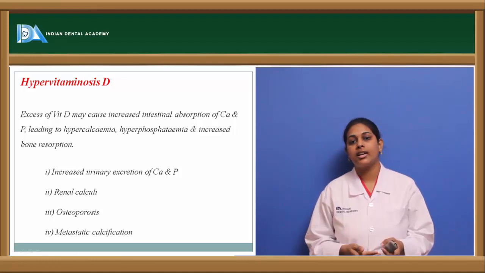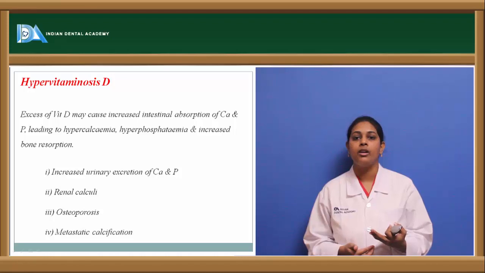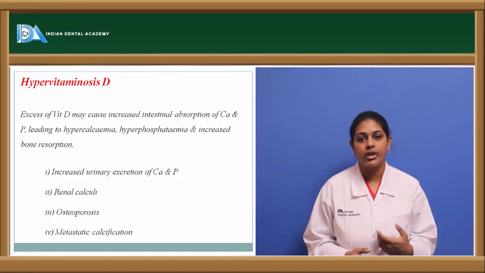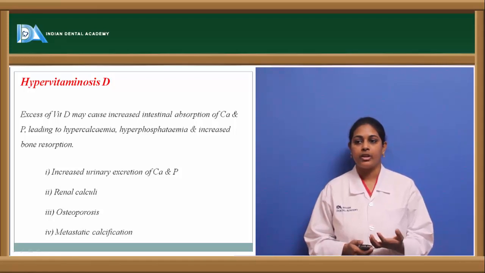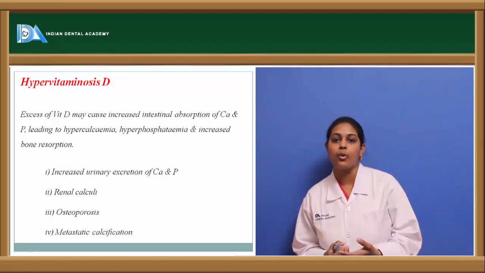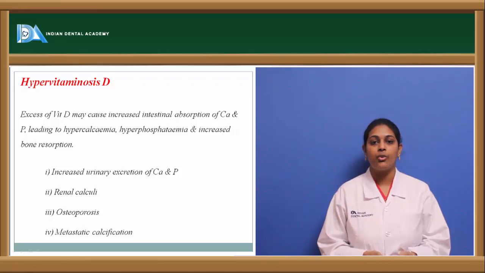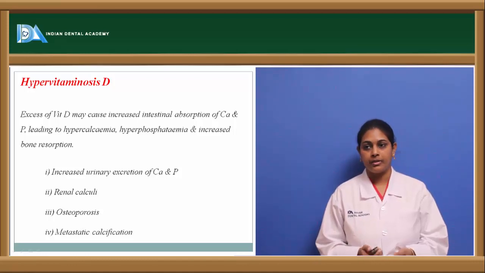It is called metastatic calcification because the kidney is normal and the other functions are being normally maintained in the kidney. Coming to osteoporosis, it is also one of the features, that is, increased osteoclastic activity and increased bone resorption seen in such cases of hypervitaminosis D.